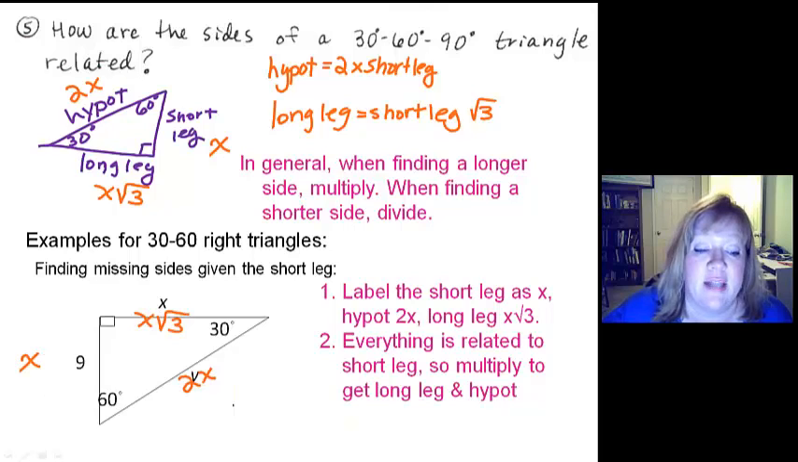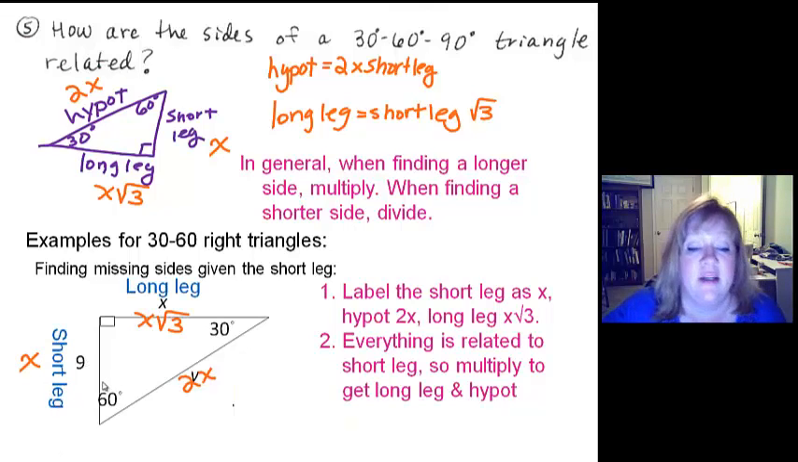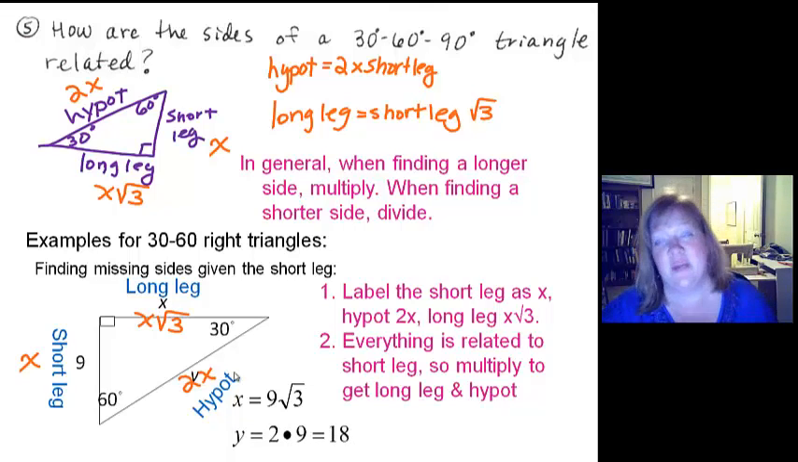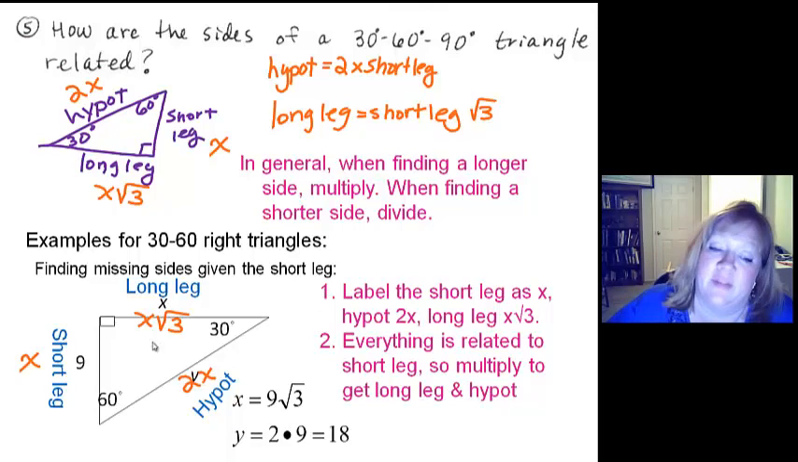Notice that x equals 9. So that's what's nice. X is 9. So if x is 9, then the hypotenuse is going to be 2 times 9, and the long leg is going to be 9 square root of 3. So x equals, the one that was given in the problem, this x equals 9 square root of 3, and your y is going to be 18. Sometimes you have x on a triangle, and you have to remember that that's a different x.